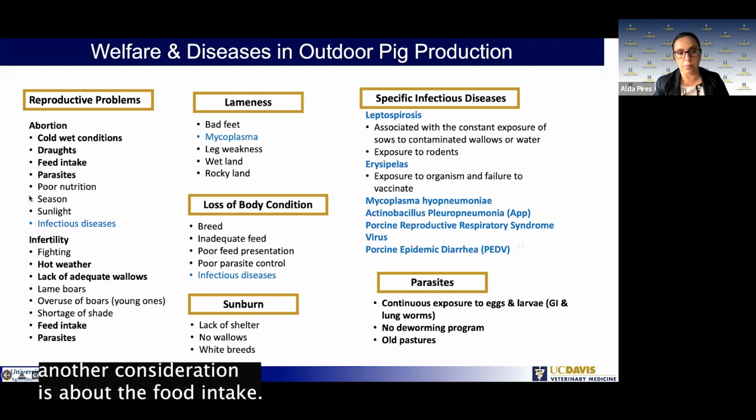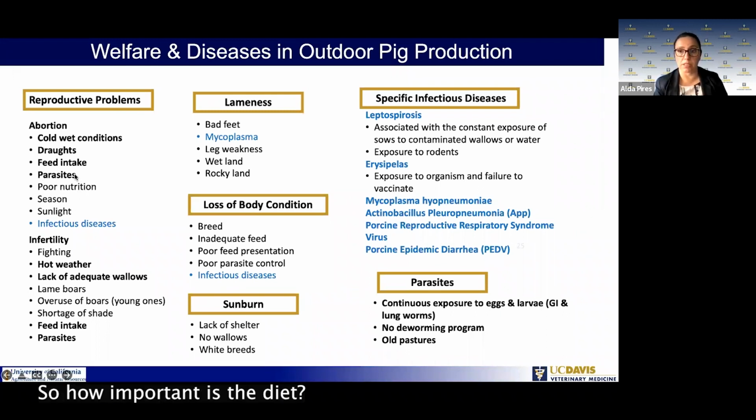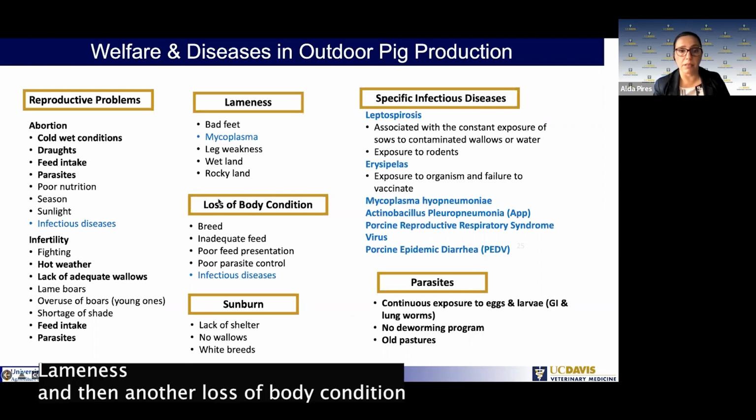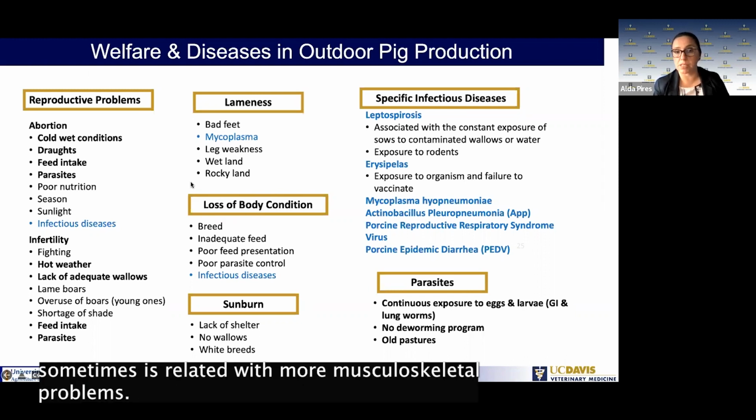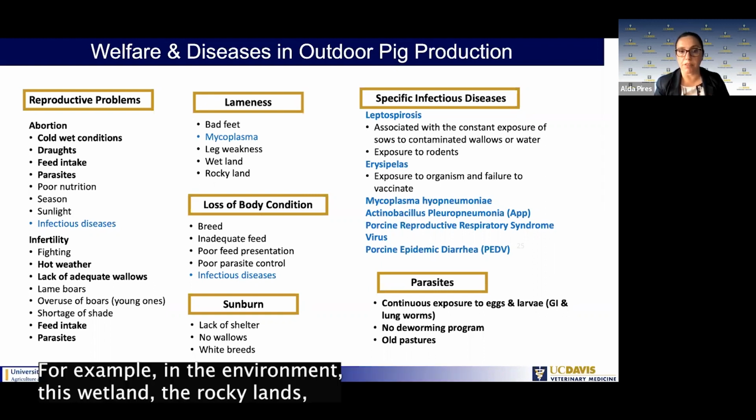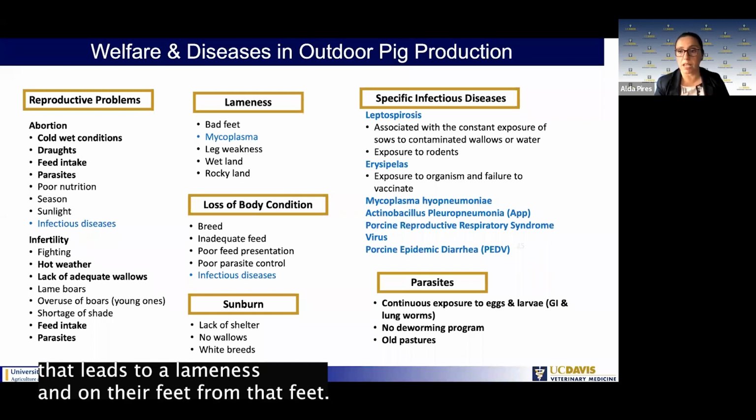Another consideration is feed intake. How important is the diet, to be balanced and provide the different micronutrients and so on. Lameness and loss of body condition are sometimes related to musculoskeletal problems. For example, an environment such as wetland or rocky land leads to lameness and problems with their feet.